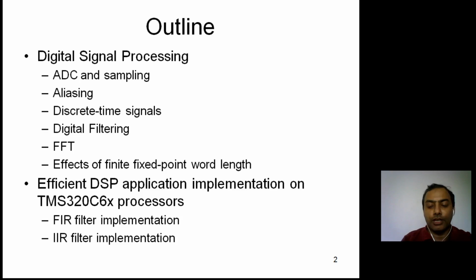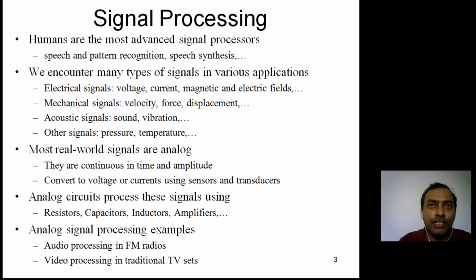Now, we are going to talk about signal processing. In signal processing, the best examples are humans. Humans are the most advanced signal processors in terms of speech, pattern recognition, and speech synthesis. You can see how your human brain works.